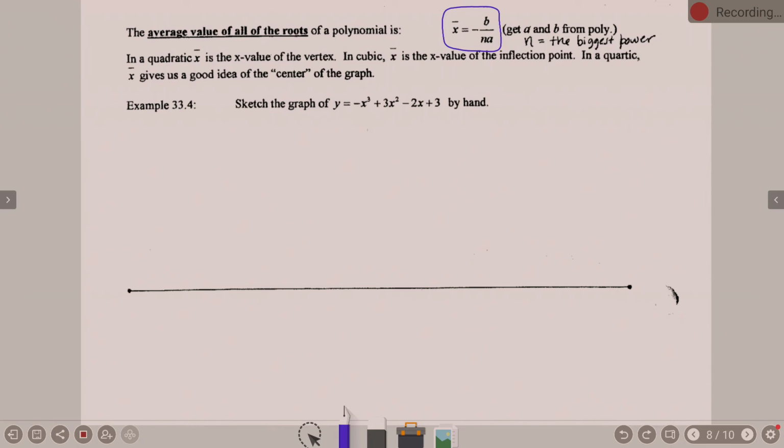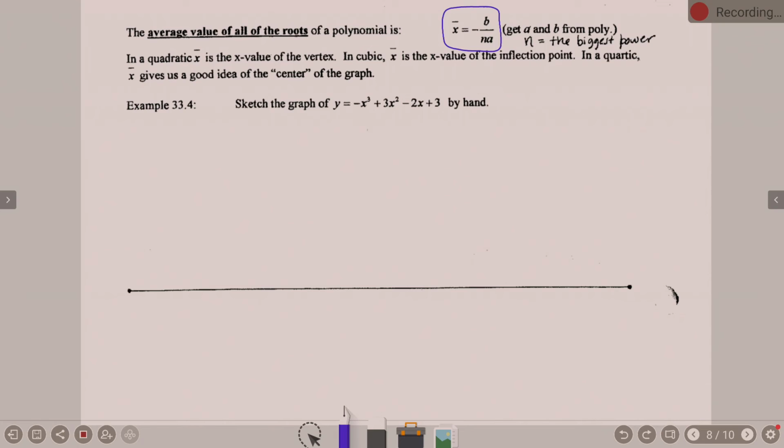In a quadratic, x bar is the x value of the vertex, because in a quadratic function, a parabola, the center of your graph is your vertex. So that is your average value. In a cubic function, which we just looked at, x bar is the value of the inflection point, because the inflection point is considered the center of the graph. In a quartic, x bar just gives us a good idea of the center of the graph. In other words, the higher the power gets, it just gives you a good idea of the center. It doesn't give you necessarily a specific point.